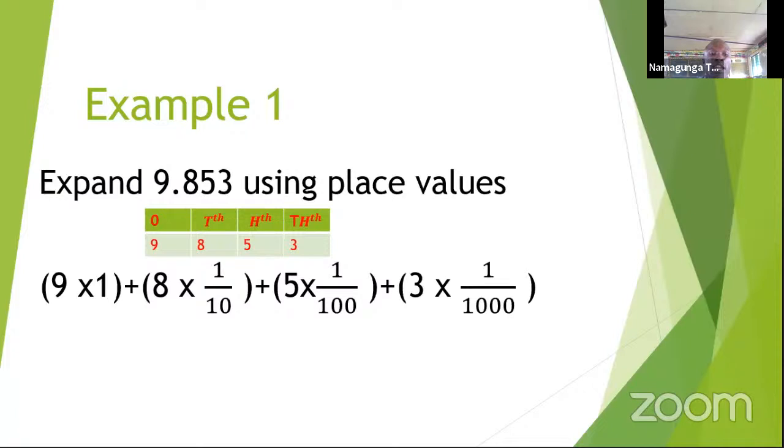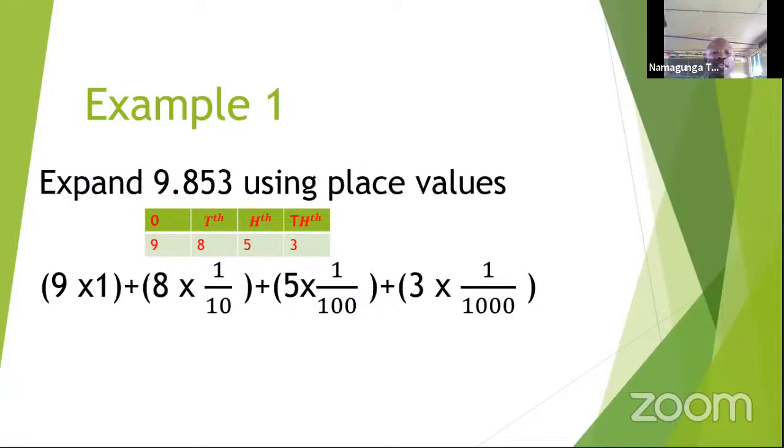So I was saying, help read for us the first step of the expansion that we have there. It is 9 times 1 plus 8 times 1 out of 10 plus 5 times 1 out of 100 plus 3 times 1 out of 1,000. Thank you very much.